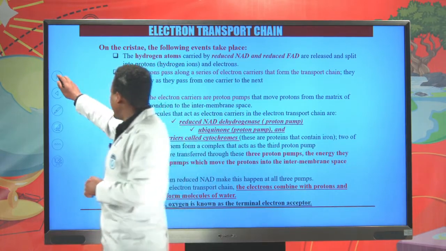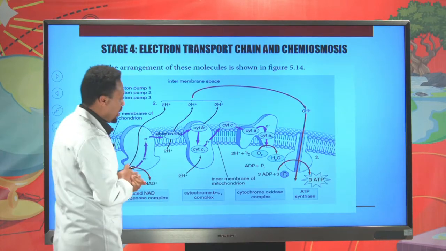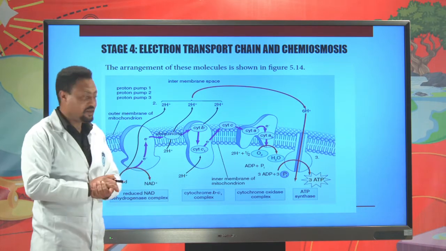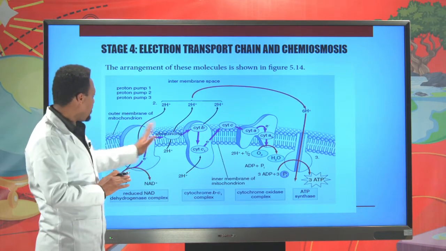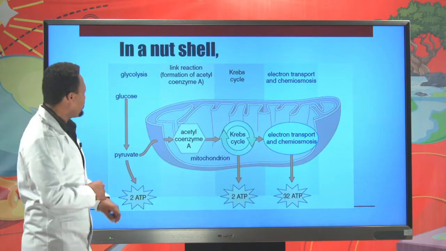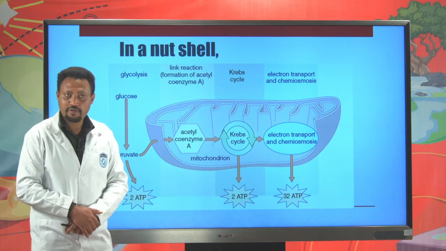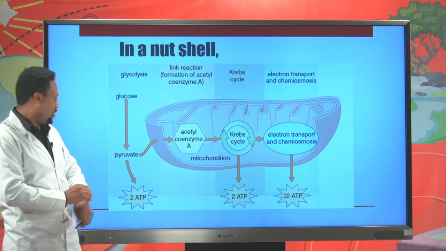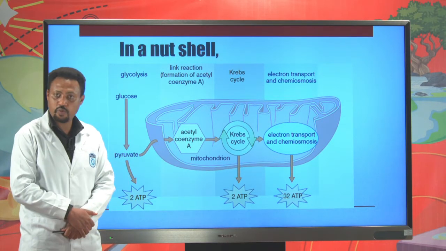Let's go to the next. Okay? This is the electron transport chain. We have already seen this part, ATP synthase, and how the protons are pumped in the previous diagram. Generally, this happens. In a nutshell, you can see the whole stage of cellular respiration.